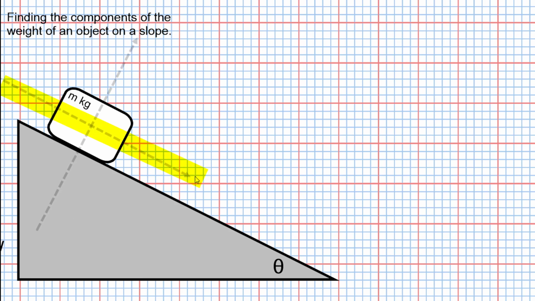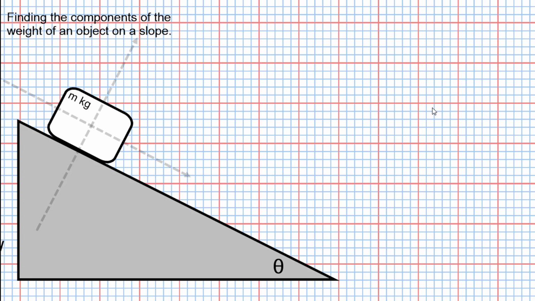So this axis here is the one parallel to the slope, and this axis here is the one perpendicular to the slope, and that will help us in fact work out the force which is acting parallel to the slope. That's what we're after in the long run.